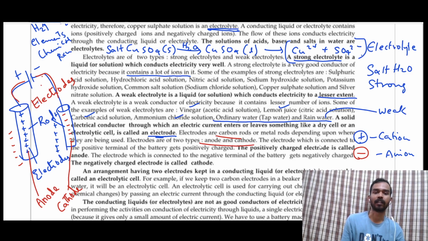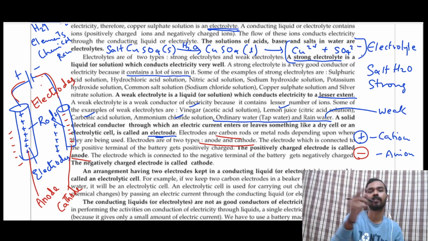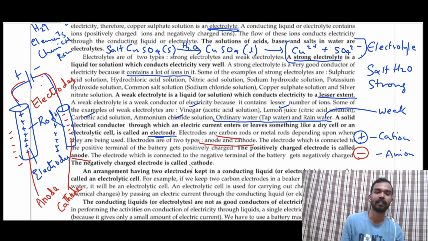The electrode connected to the positive terminal becomes positively charged. Then negative ions come there. Negative ions are anions, so that is why it is called an anode. An electrode connected to the negative terminal becomes negatively charged. What ions come there? Cations will come there. Therefore, it is the cathode. Okay.